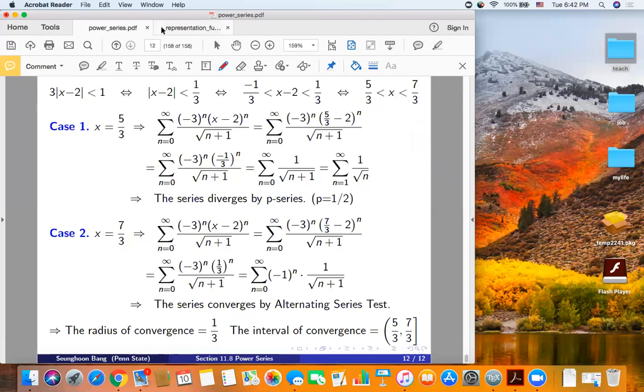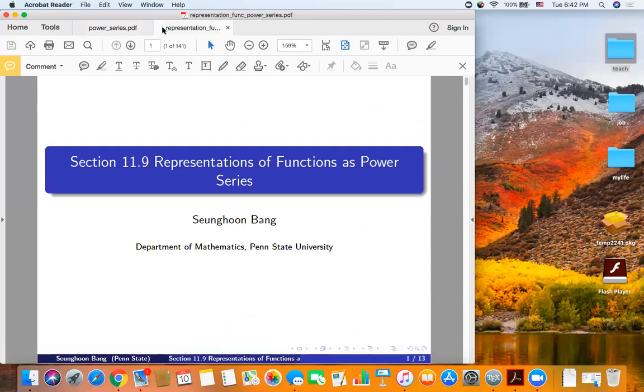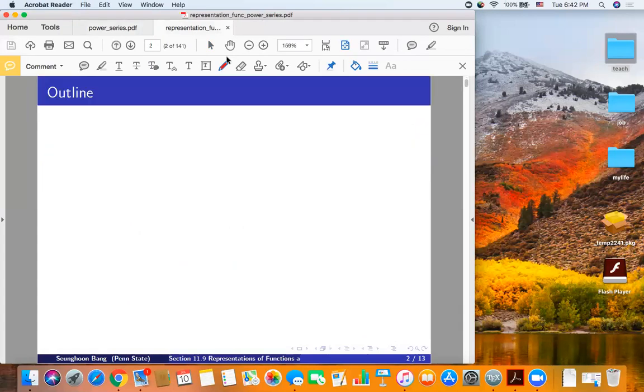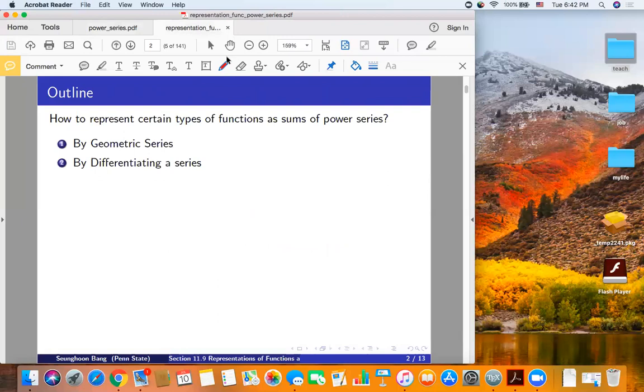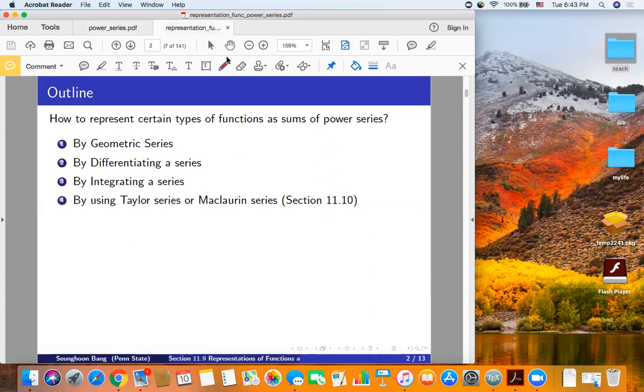Okay, the next one. So we are going to section 11.9, the representation of a function as a power series. So here, this is our outline. How to represent certain types of functions as a sum of a power series. We have some methods: by geometric series, by differentiating a series, by integrating a series. I will explain these three methods today. The first method, using Taylor series or Maclaurin series, Kasia will explain tomorrow.